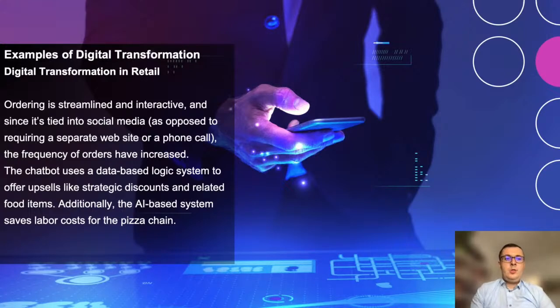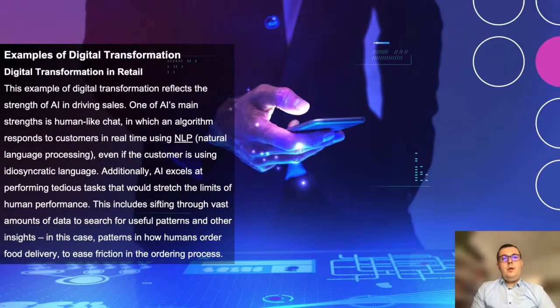And what the chatbot did was use a data-based logic system to offer upsells, like for example strategic discounts and related food items. And of course, additionally, the AI-based system saved a lot of labor cost for the pizza chain, because they knew in advance what customers will want to order in the future. So this line of future thinking is very beneficial to our operational costs and labor costs, of course. And this example of digital transformation reflects the strengths of AI in driving sales.